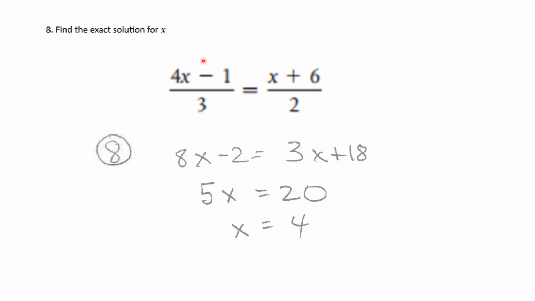This is number 8. You were to find the exact solution for this. What you could do is multiply both sides, again clearing the denominator by 6, the multiple of 3 and 2. If we multiply this side by 6, we will have 8x minus 2. When we multiply this side by 6, we will get 3x plus 18. You move your x's to this side, subtracting 3x from 8x gives 5x. Adding 2 to both sides gives you 20. Divide all the way through by 5, and x is equal to 4.